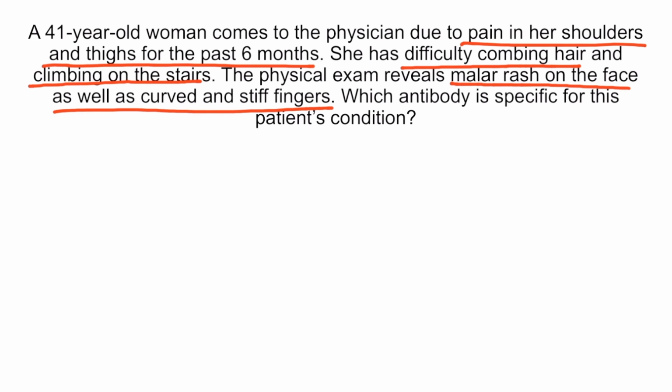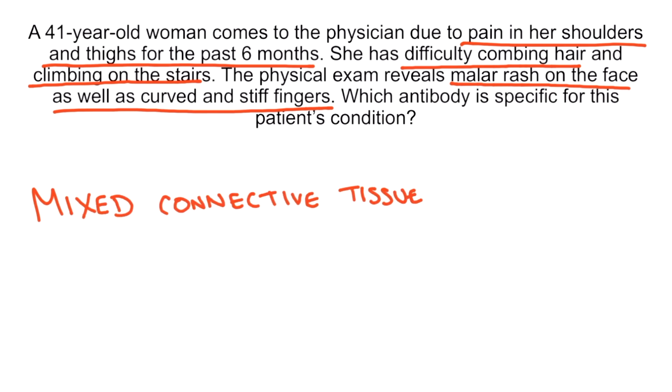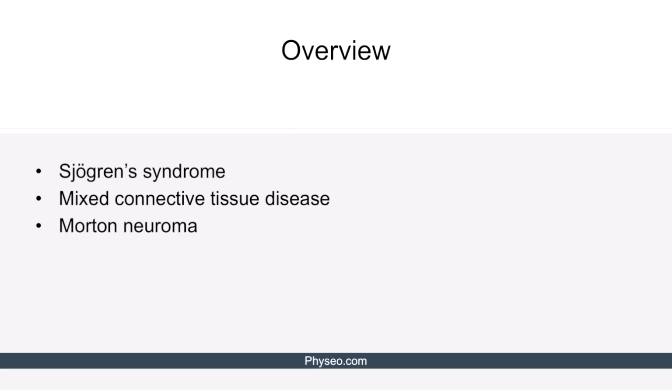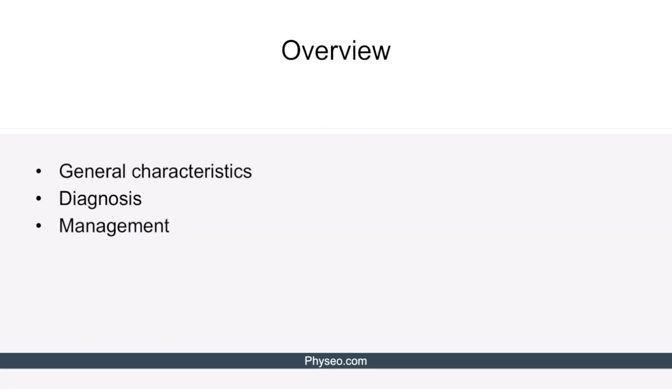Since this patient has features of multiple autoimmune disorders, the most likely diagnosis is a mixed connective tissue disease. The most specific antibody for mixed connective tissue disease is anti-U1 RNP antibody. Let's lastly discuss Morton neuroma. We will cover general characteristics, diagnosis, and management.